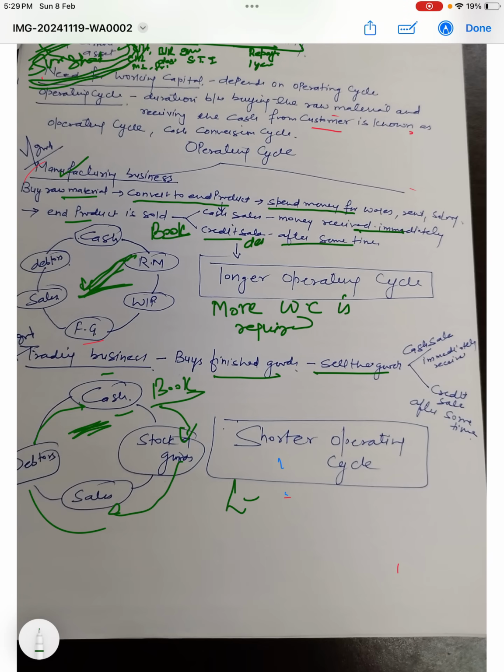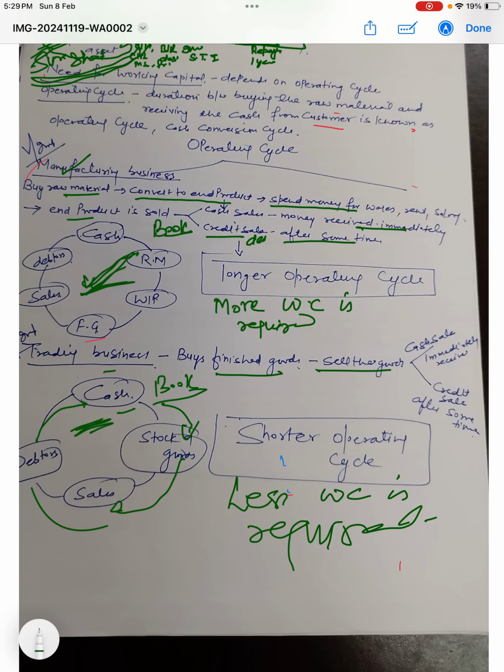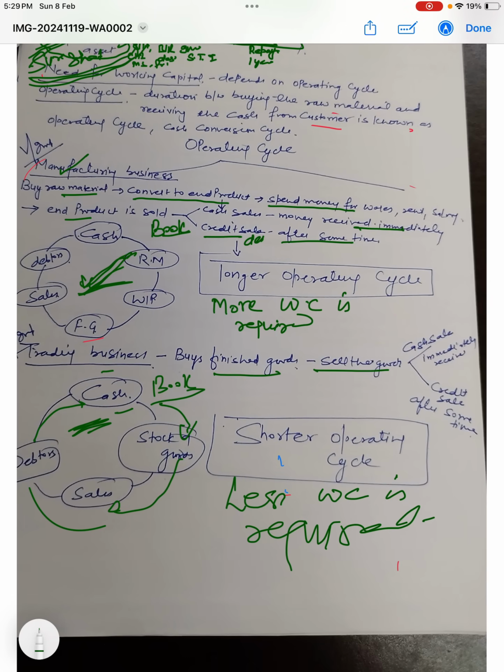So here we'll say, in trading business, less working capital is required. Now, how can you have this question in your exam? I'm telling you, this is the most important question. This is a sure-shot question which you will definitely have in your exam, whether it is a 2 marker, 3 marker, or 5 marker. And what will be the question?